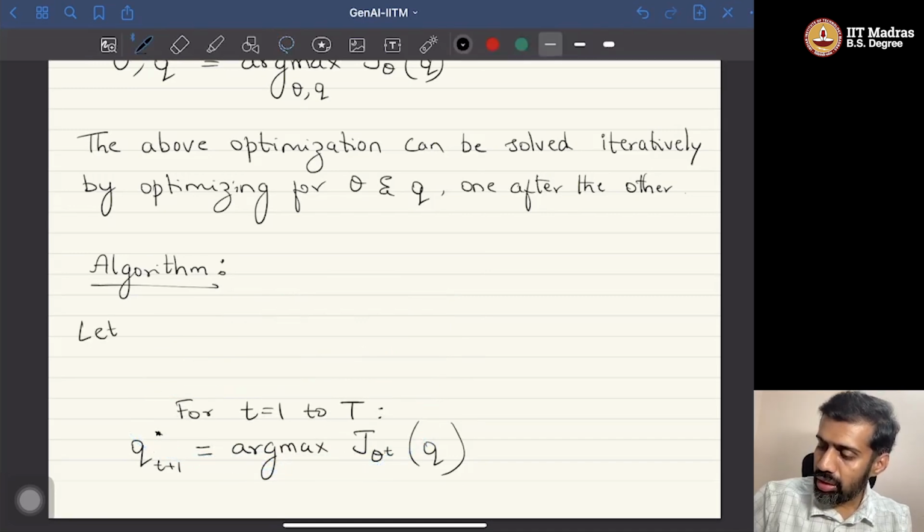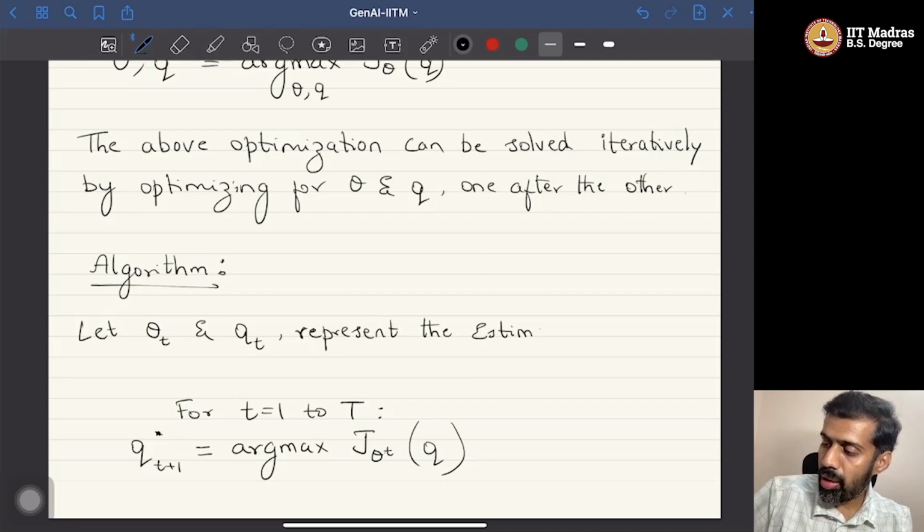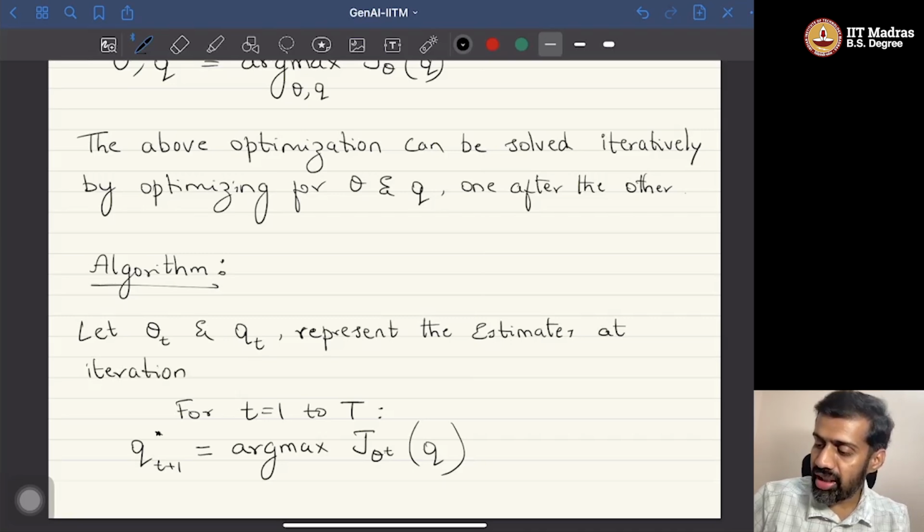Let theta t and q t represent the estimates at iteration T. Right, we can randomly initialize that, and let us denote theta t and q t as the estimates at iteration T.